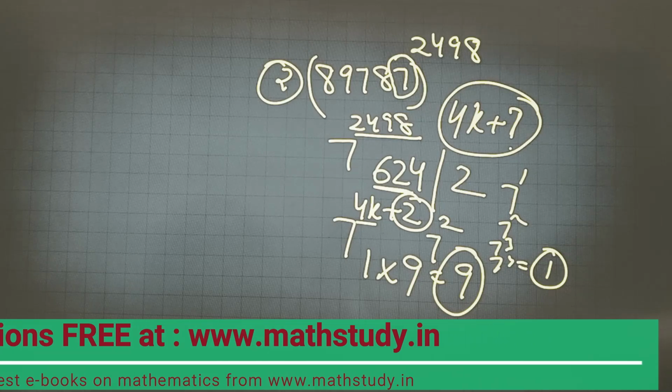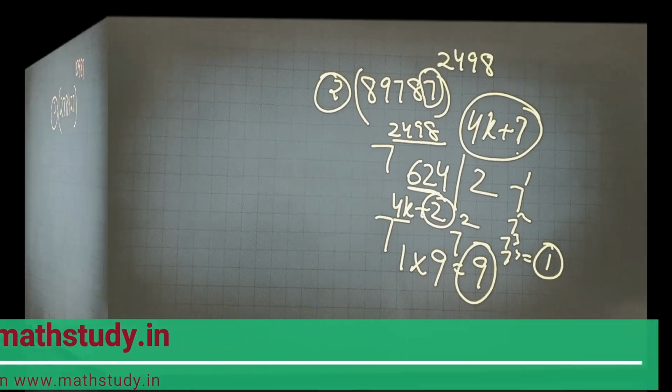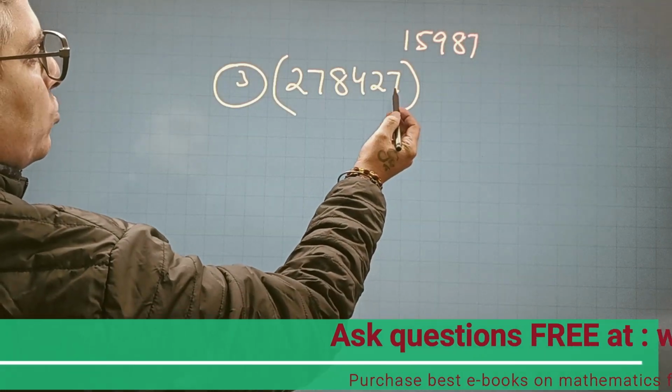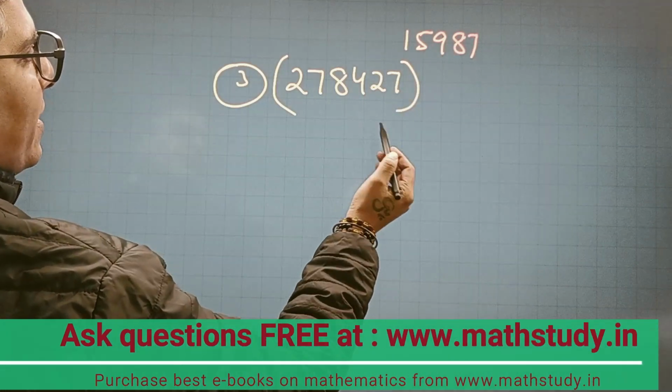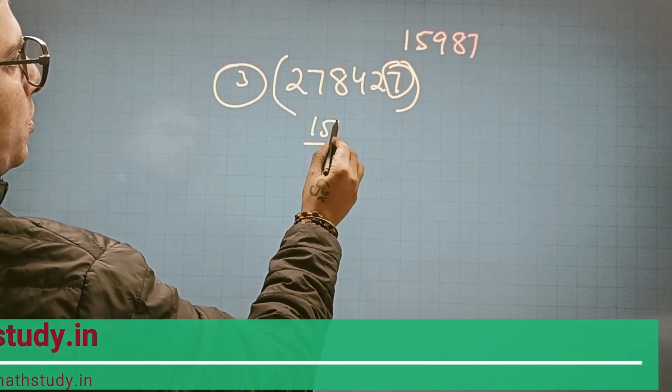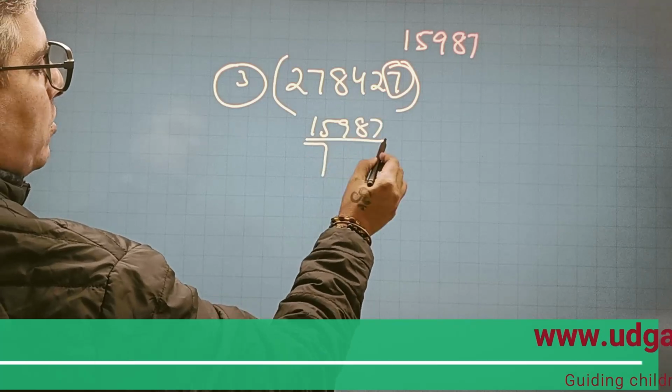Very simple and very interesting. Now let's take another example. Here we need to find out what will be the digit at the unit place when we expand this number. Again, we have 7 at the unit place, so we write 7 raised to the power 15987. Now divide this number by 4.